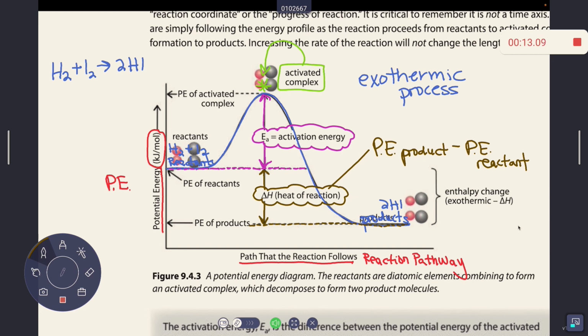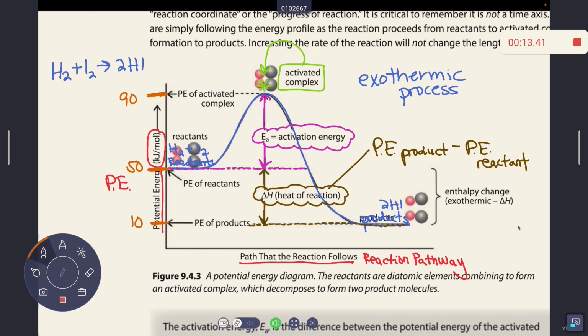I'm going to give you some values on the y-axis, and it's not going to be drawn to scale, but I'm going to give you some values so that I can show you how to determine some things, okay? So let's go ahead and I'll use orange. Let's say that right here at the potential energy of my products, let's say this is 10. Here where the potential energy of the reactants are, let's say this is 50. And then up here at the potential energy of the activated complex, let's say this is, I don't know, do you want to say it's like 90?